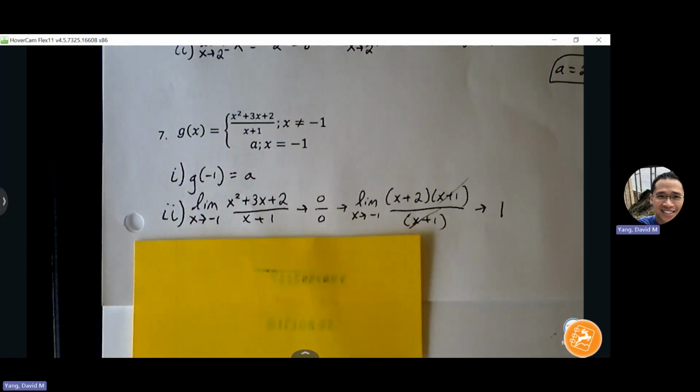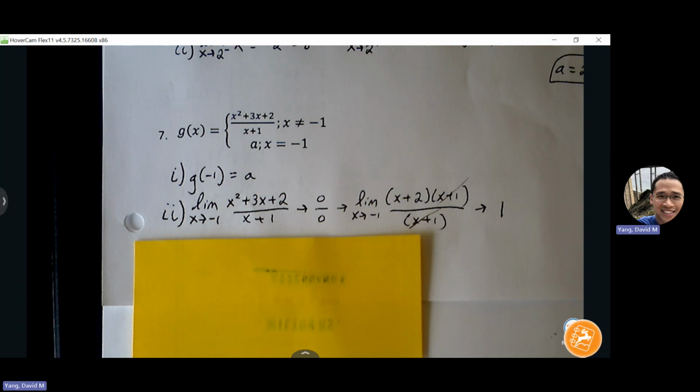Okay, so g of -1 is a. For the limit as x approaches -1, we're just working with that top expression. We get 0 over 0. So we keep going: factor, reduce, reevaluate. The limit does exist. So we keep going, right? So my limit is equal to 1. So then what's my third condition? Equal, right, a equals 1, right? So this is an unknown constant. If I just set these equal to each other, I can solve for a. So a must be equal to 1.